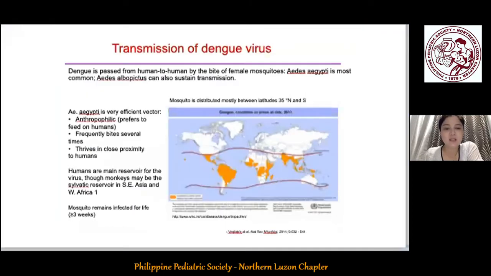So, dengue is an acute febrile illness caused by an infection with any of four serotypes of dengue, the dengue 1, 2, 3, and 4. It is passed from human to human by the bite of a female mosquito. Infection confers lifelong serotype-specific immunity and short-term, which is 2 to 3 months, cross-immunity. So humans can have 4 infections in a lifetime.